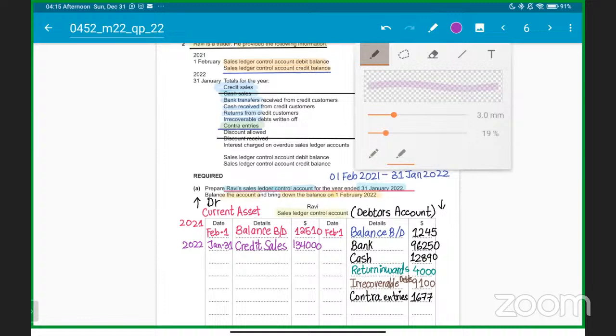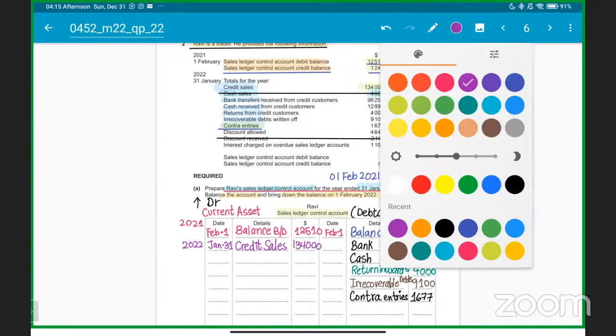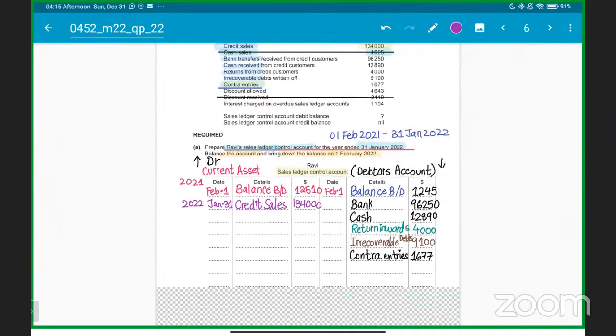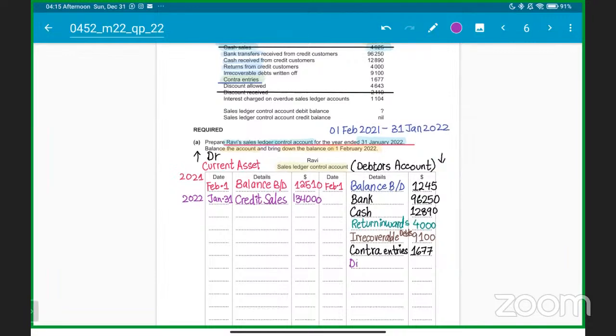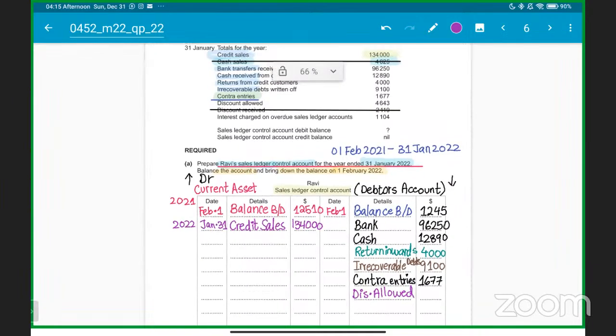And again, the same understanding, because Ravi is allowing customers the discount, which means that the customer balance will reduce. That is why it's going to come on the credit side, because a debtor's account will become credit, and discount allowed is an expense. Expense will be a debit. Because Ravi has allowed it, discount allowed is an expense, so expense debit. All of this is a journal entry.